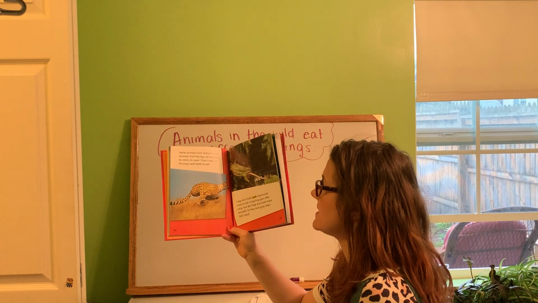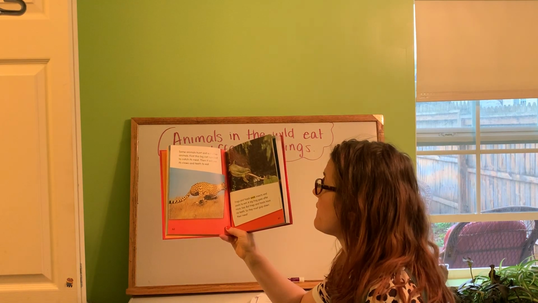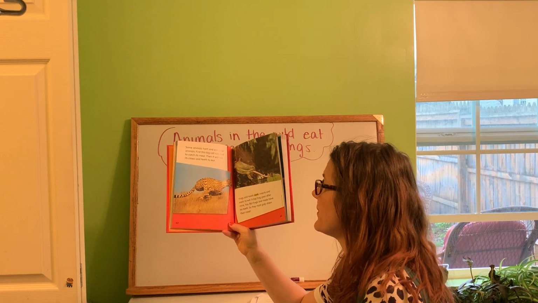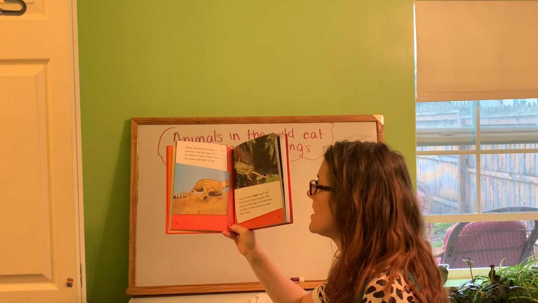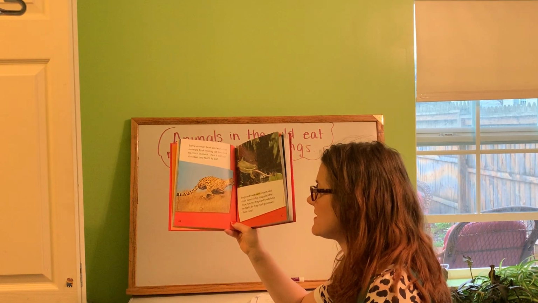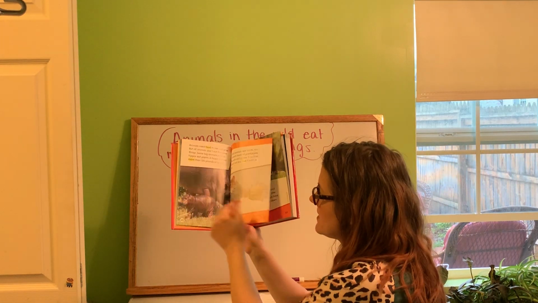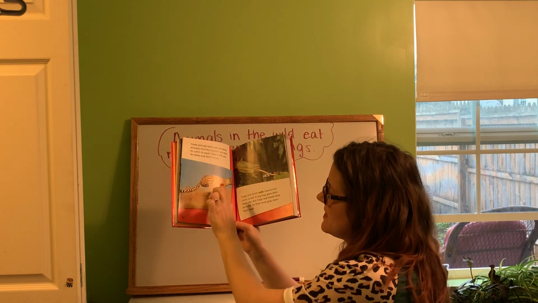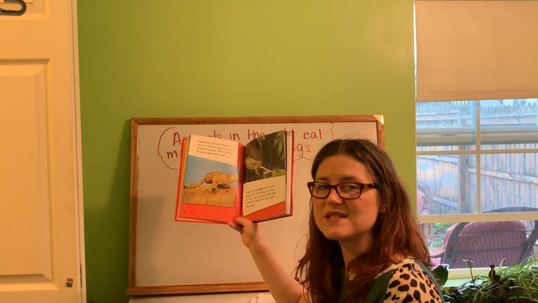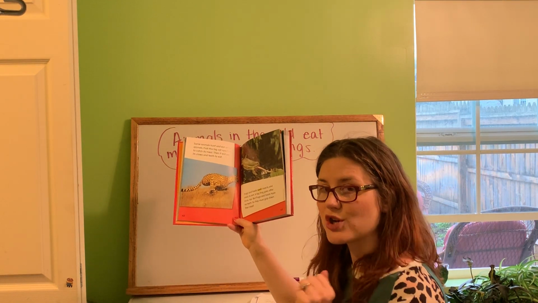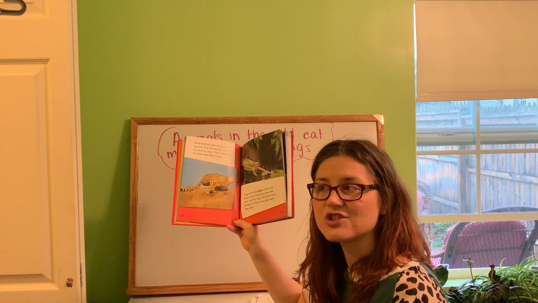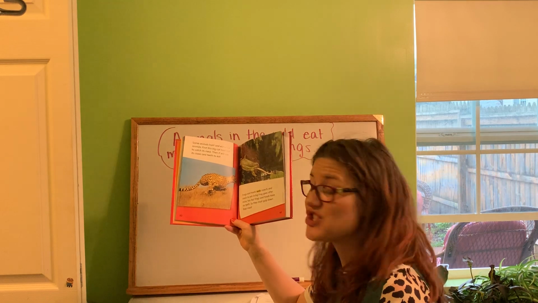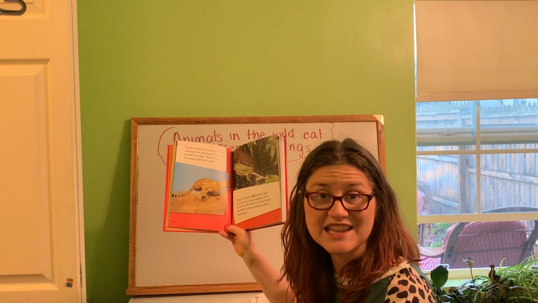Some animals hunt and eat other animals. First, this big cat runs fast to catch its meal. Then it will use its claws and teeth to eat. Now, this cat is a cat like this, but this is a different type of cat. Who knows what this big cat is? It starts with our ch sound, our ch. Did you say cheetah? That is right. And the cheetah is actually the fastest land animal.